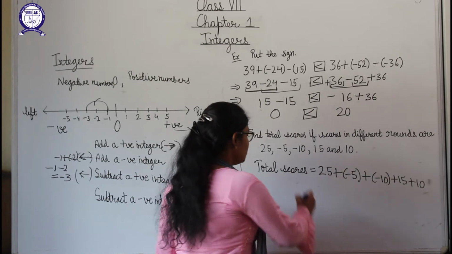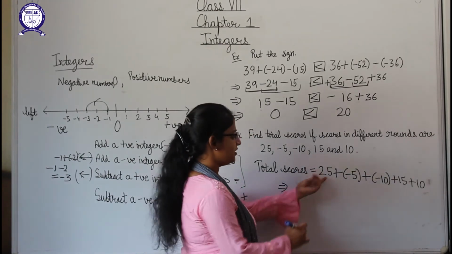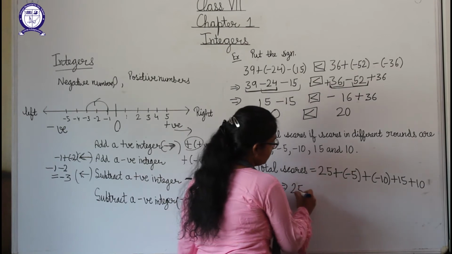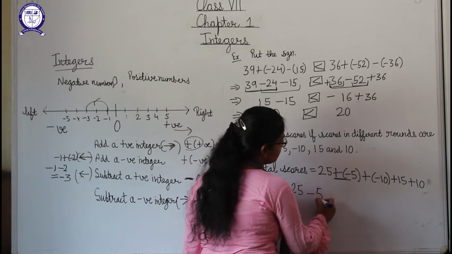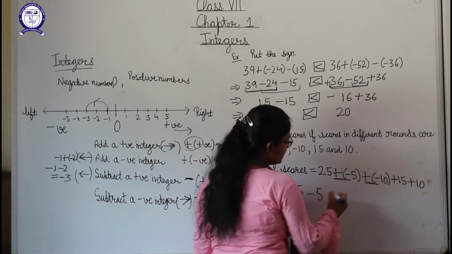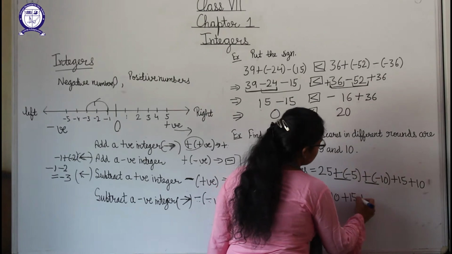Okay, now in the next step, what will we do? We will open these brackets. 25 is given to us, so 25. Now plus minus is minus, so it will be minus 5. Then again plus minus is minus, so it will be minus 10. Then plus 15 and plus 10.